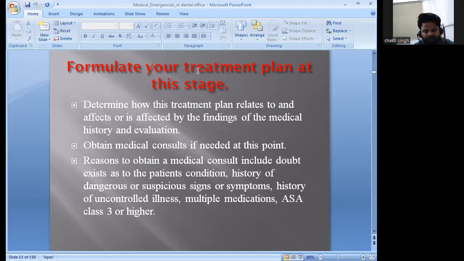Now, reasons to obtain the medical consent include: doubt exists as per the patient's conditions, history of dangerous or suspicious signs or symptoms, history of uncontrolled illness or multiple medication, and ASA class 3 or higher signs. ASA class 3 physical systematic signs which are there in the patient, note. So all this tend to be the reasons where we need to take the consultation of a physician. So moving forward.